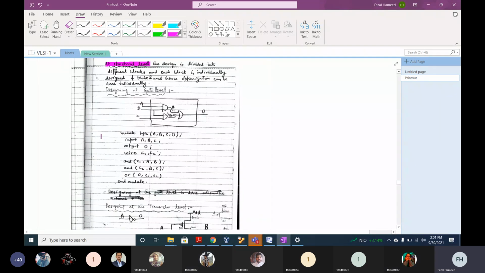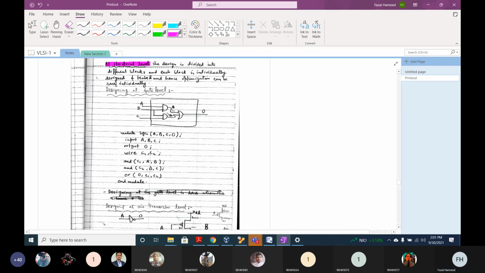Now we have another level of abstraction. First, we studied how we can design a system at the behavioral level. At the behavioral level, we design a 4-bit adder, and we use the plus sign to realize it. Then at the second level, we design a system at the structural level, where we have different components and connect them in a particular fashion to design the system. Now we are going to design at the gate level.